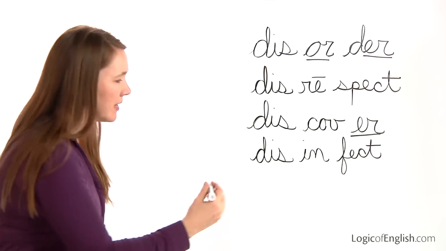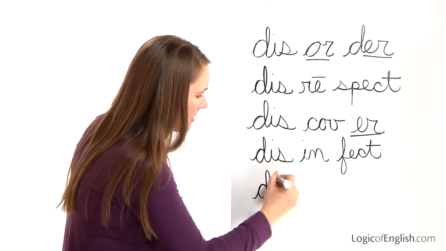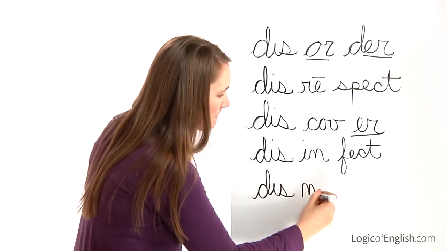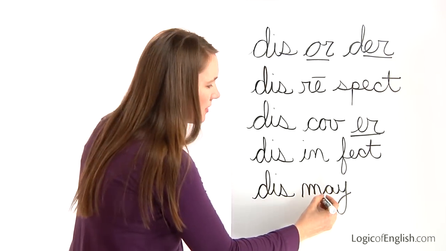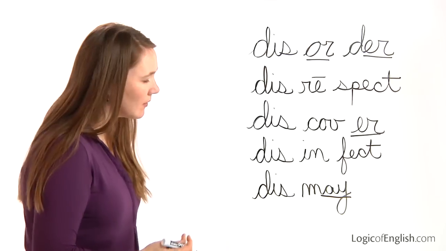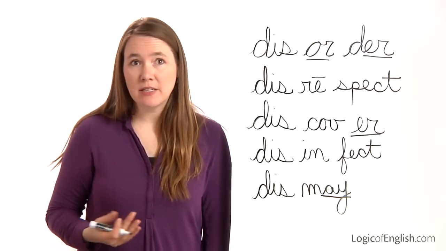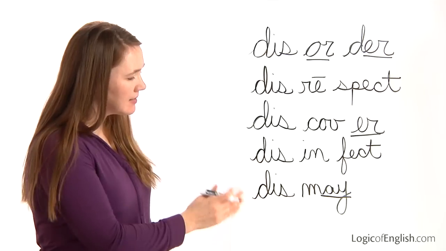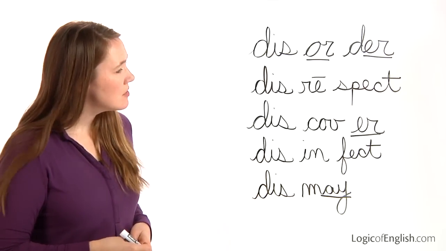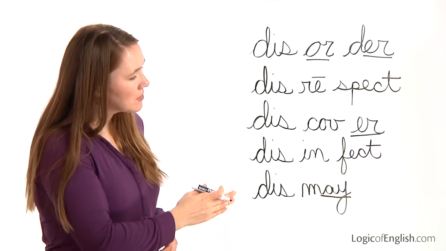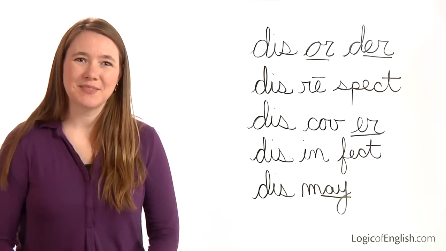And now help me to write it. The first syllable is dis, d, i, s. The second syllable is may, m, a. And how will we mark it? We'll underline the A. And so when someone feels dismay, they feel not happy. And the dis part has that not connotation to it. And so you can see that all of these words are related with the prefix dis, which means not.